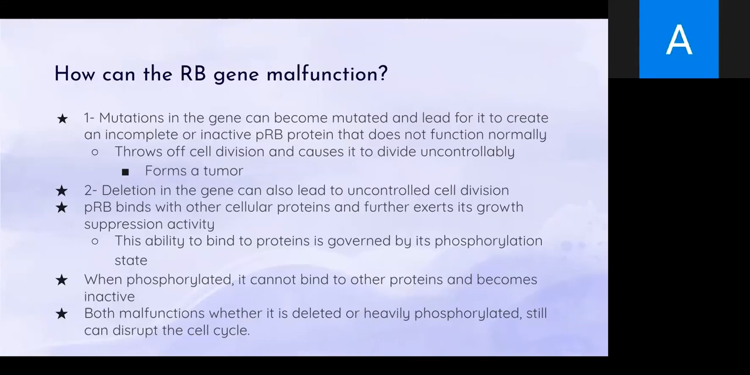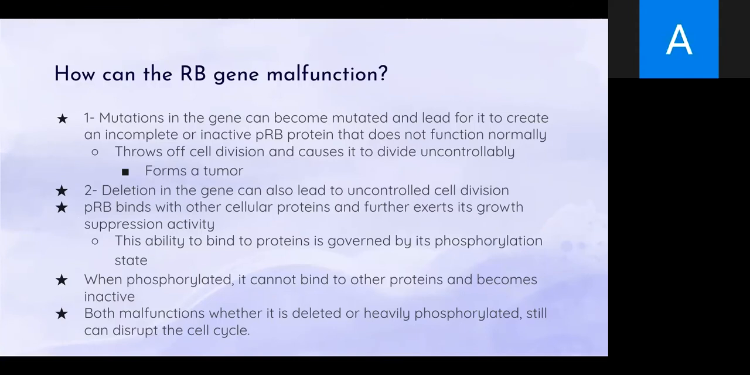So how can the RB1 gene malfunction? There are actually two main ways, and they're polar opposites, but they both contribute to uncontrolled cell division. The first one is mutations in the gene, which lead it to create an incomplete or inactive pRB protein. That doesn't make it function normally at all, and it throws off cell division.